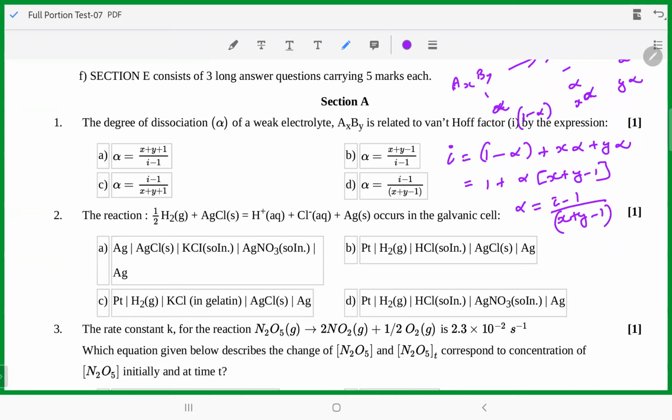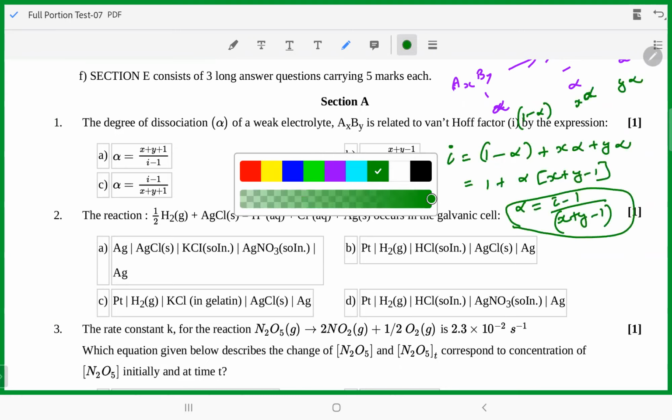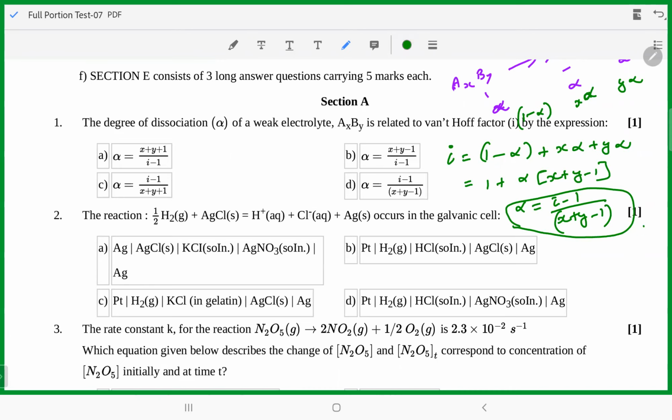Then what is the answer? Among A, B, C, D, which is the answer? This is what you are getting. Which is the answer, ma'am? Am I audible? Sir, option D.